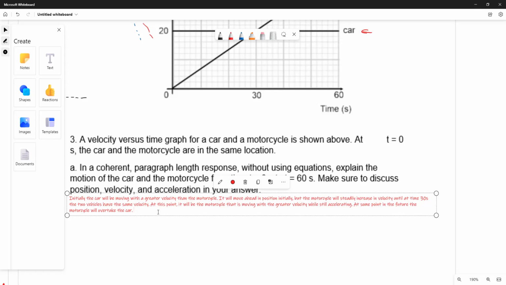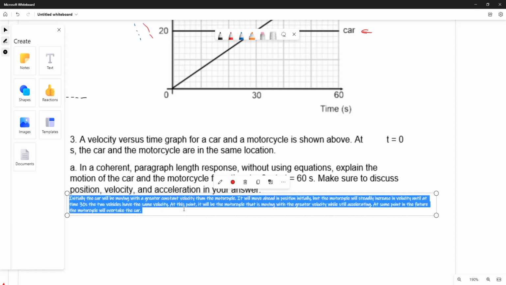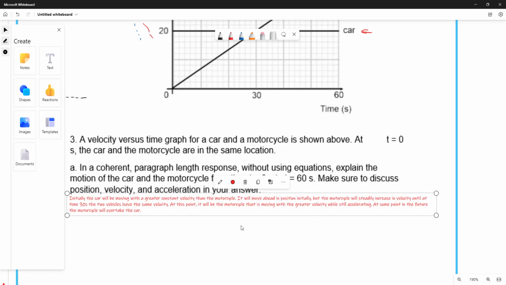I should also mention that at this point we know that the car has a greater constant velocity than the motorcycle. So I'm not sure I mentioned, but the car's velocity is constant. You can include values and all that as well. Okay.